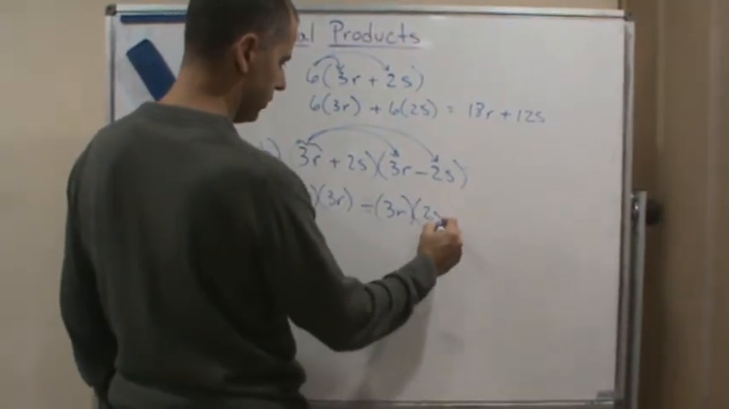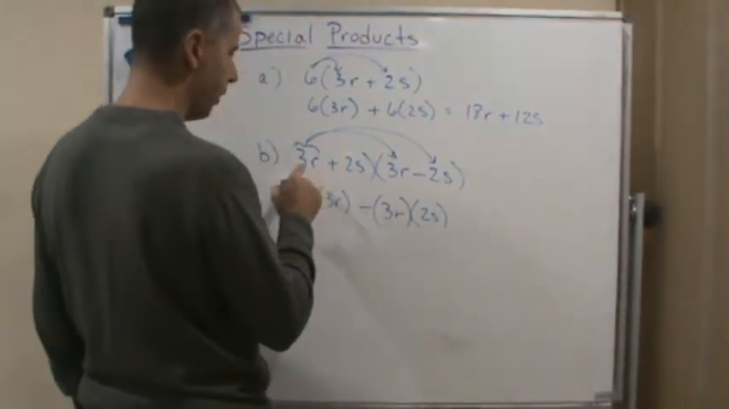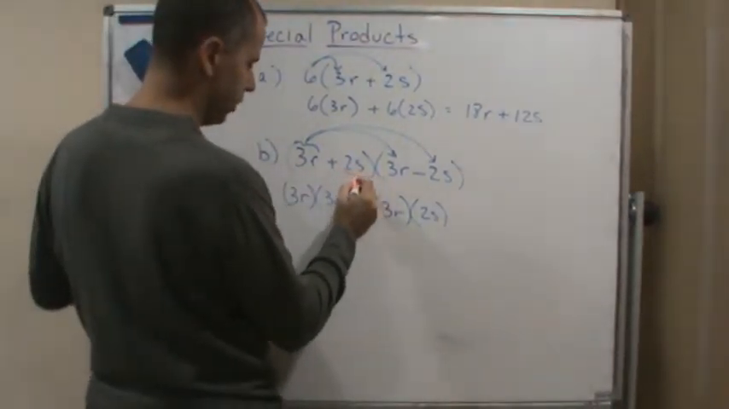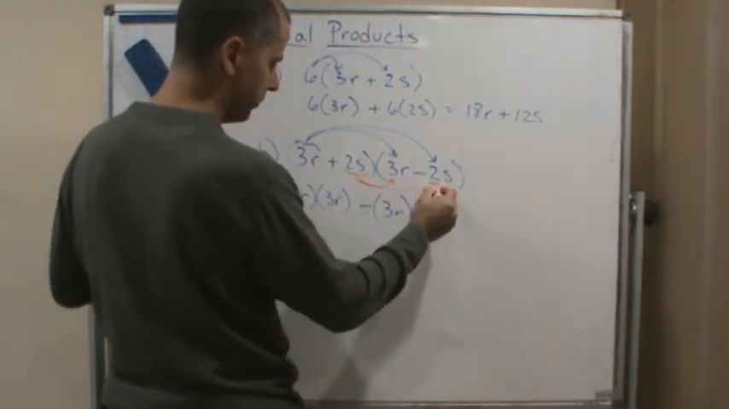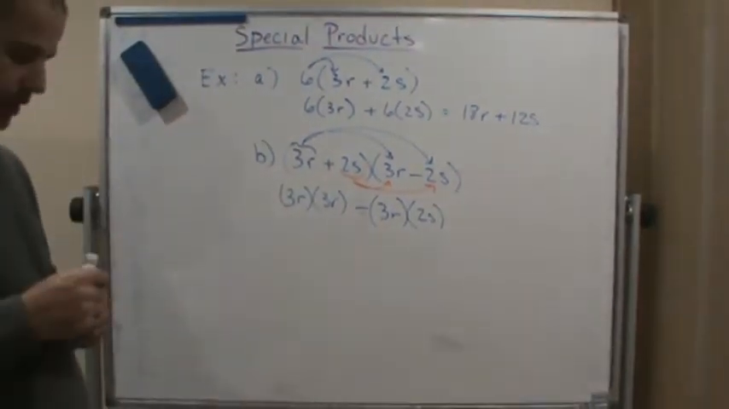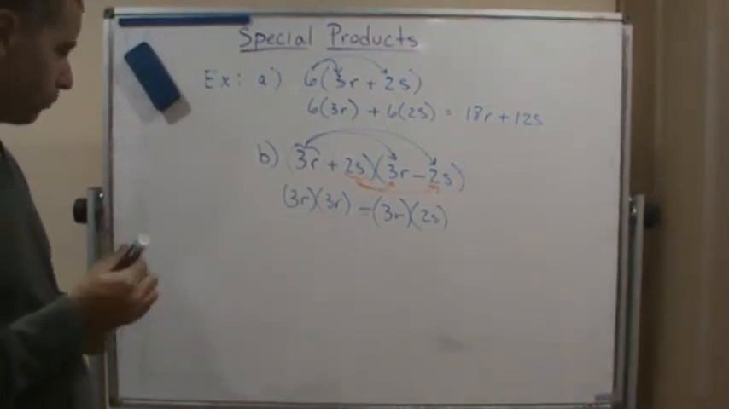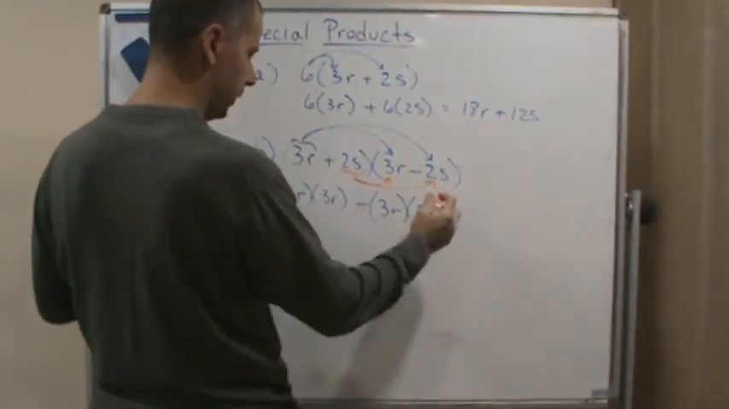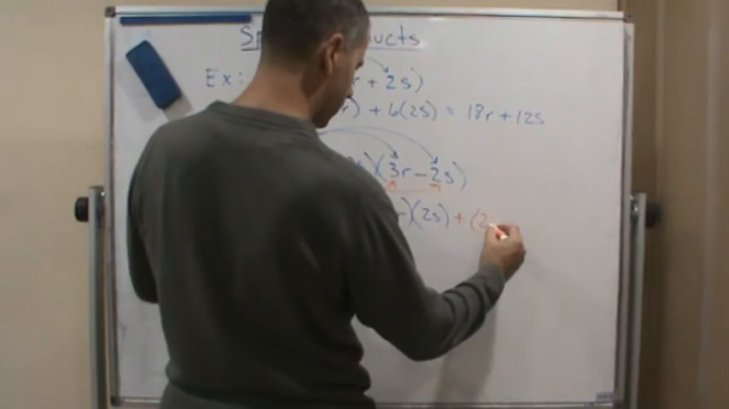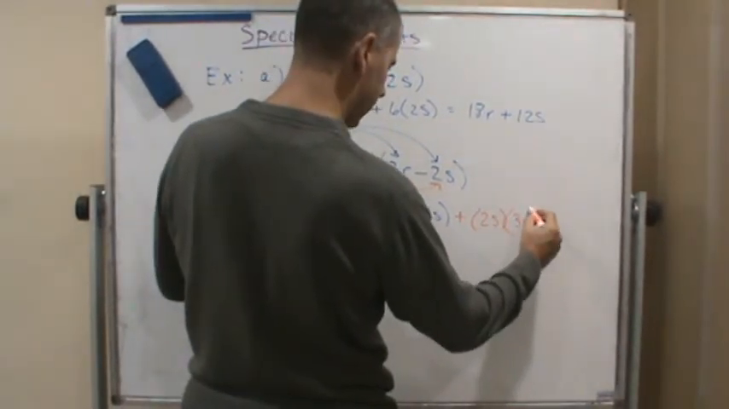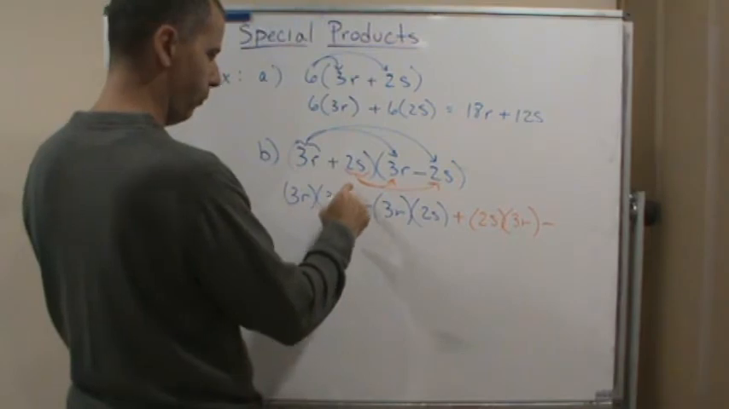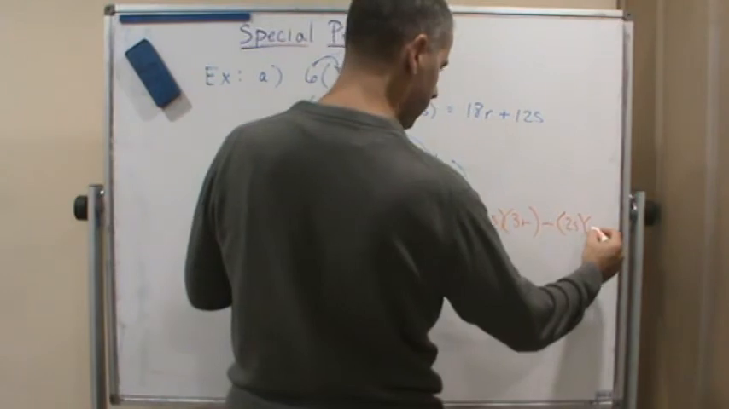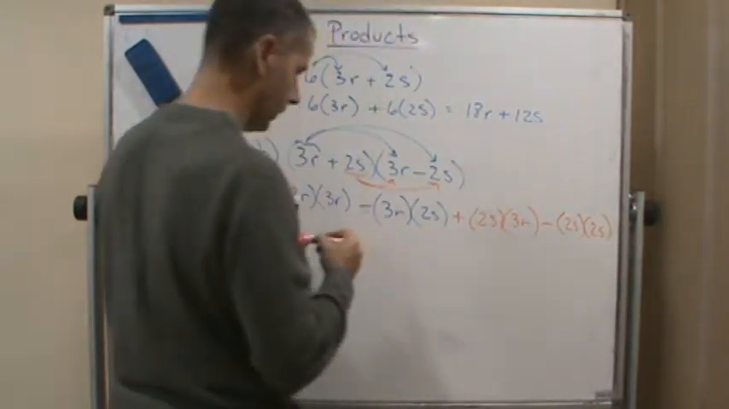3r times 2s, and then now we're going to distribute the 2s to both of them. So that's why I say we're doing the distributive property twice. And so if we do that, then we get what? We get a plus 2s times 3r minus what? 2s times 2s. Okay.